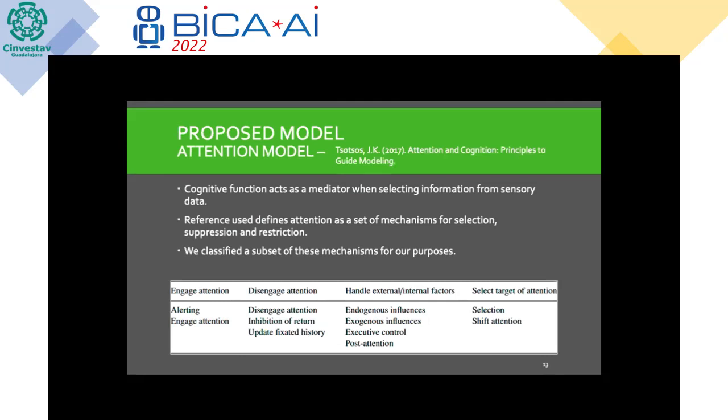Now, for our attention model, we used as a main reference the one you can see on the top from SOS regarding he uses it for visual attention. We took the elements that we could include into our current task, which is a subset of the ones he proposed. Now, they define multiple mechanisms for selection, suppression, and restriction in their modeling for attention. We take a subset of them and classify them as the four tasks you can see on the image below, which is engage attention, disengage attention, handle external or internal factors, and select target of attention.